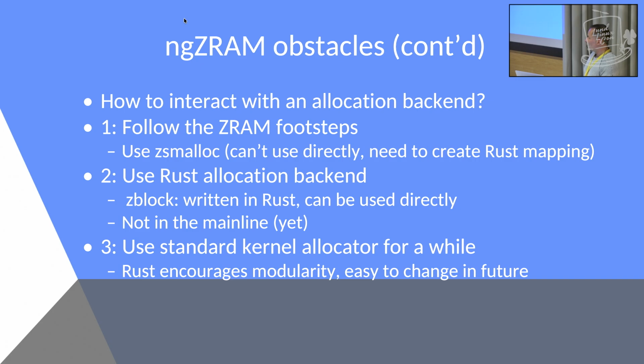Next thing, as noted, allocation backend bindings are absent. So we have basically three options. We can create bindings for zsmalloc and use it pretty much in the way ZRAM does, but via one more layer of indirection. The second option is we can use the allocation backend called zblock, which is written in Rust, so we can use it directly, but it's not in mainline yet.